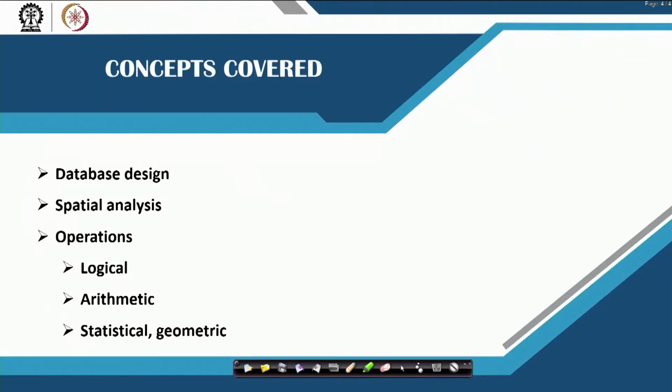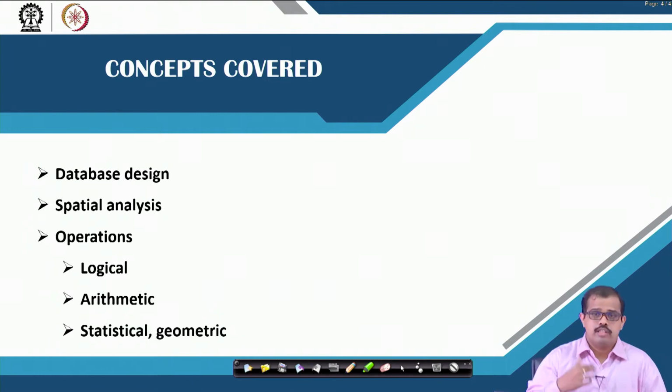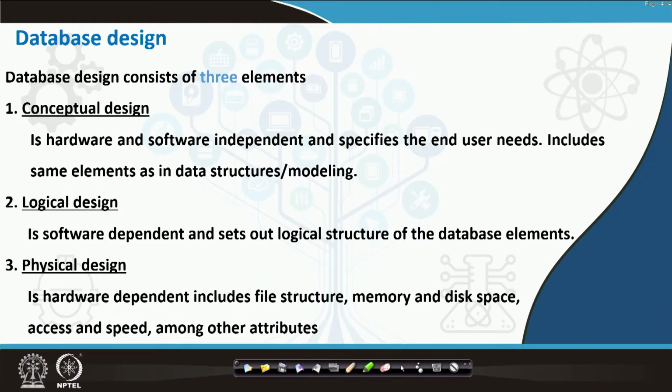So let's look at this. We'll start with the database design, okay, then we look at spatial analysis operations such as logical, arithmetic and statistical, and geometrical operations. I am repeating database design because there are only two terms that everyone has to understand, that is, how the design definitions of a database should be. If you understand this, then the rest will be very easy.